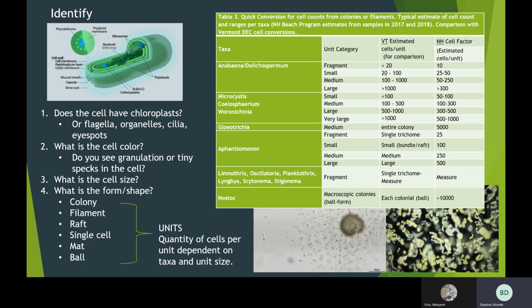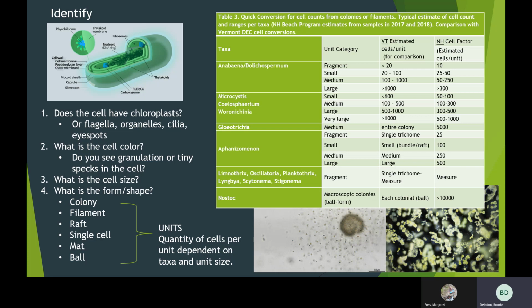What is the form or the shape? I'm calling all of these units rather than cells because one colony could have thousands of cells, or a filament could have a different number of cells. Really what we're trying to get at is the biovolume of the cyanobacteria. But when we report cell count, we're talking about how many cells, not how many colonies or units.